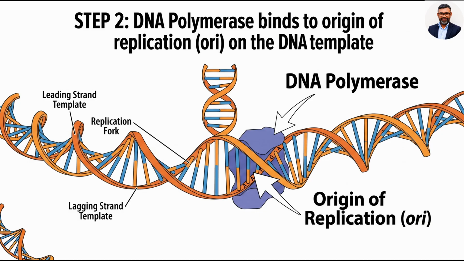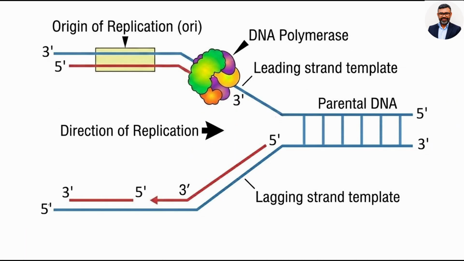Also, the replication does not initiate randomly at any place in DNA. There is a definite region in E. coli DNA where the replication originates. Such regions are termed as origin of replication.